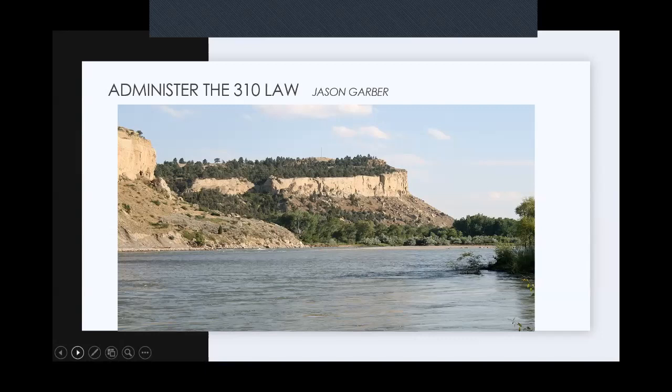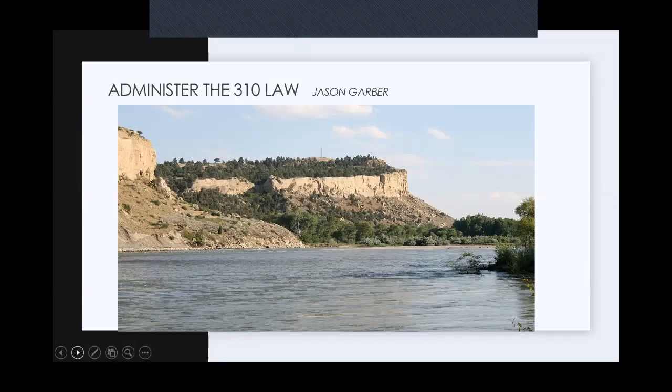The CD's process in relation to the 310 law, there's basically 4 different things that a conservation district looks at when they get an application. They determine the purpose of the project, they determine if the project is reasonable, they determine if they have jurisdiction over that project or not, and then they make a decision based on criteria in law and rule.